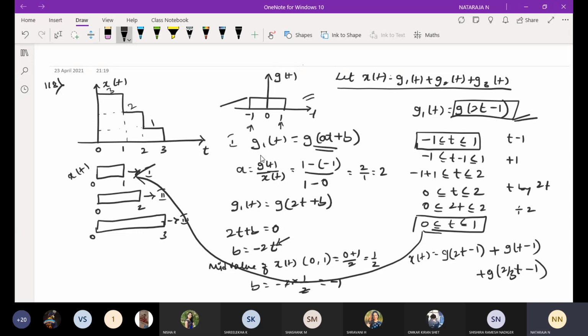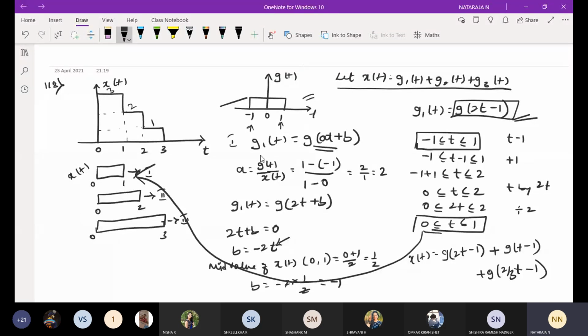X of t is equal to, upper limit is 1, lower limit is 0, 1 minus 0, so that you got 2. 2 by 1, you will get 2 for the a. Now substitute g1 of t is equal to g of at plus b. The a value will be 2. 2t plus b we got.